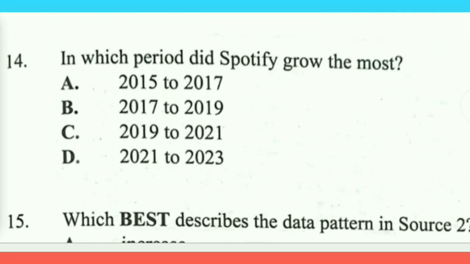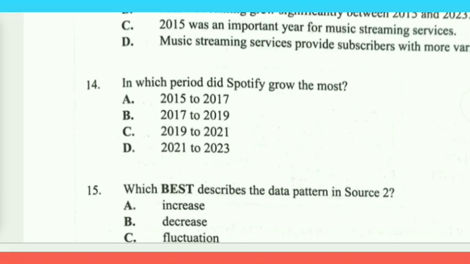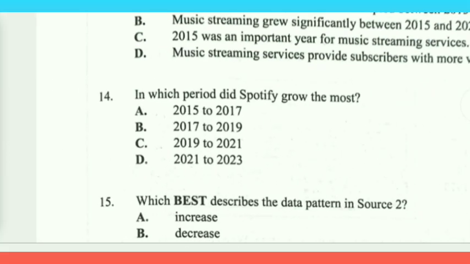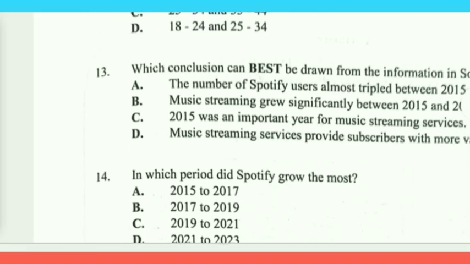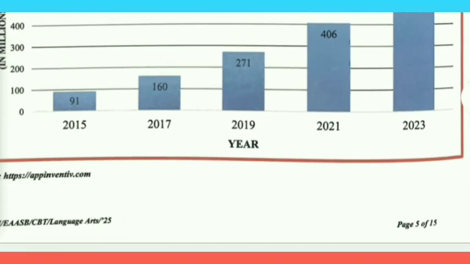Number 14: in which period did Spotify grow the most? All right, so they're giving a period. 2015 to 2017, that's A. B says 2017 to 2019. C, 2019 to 2021. And D saying it's between 2021 to 2023. Let's look at the table, at the graph.